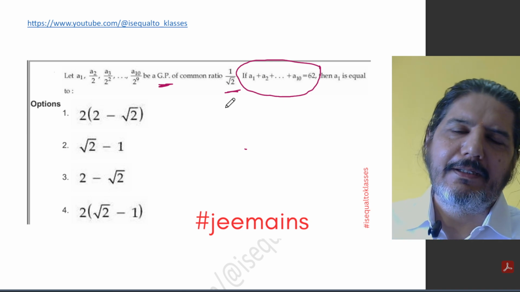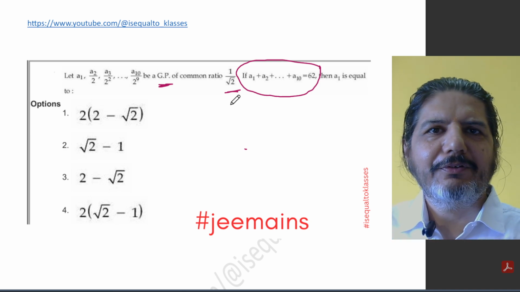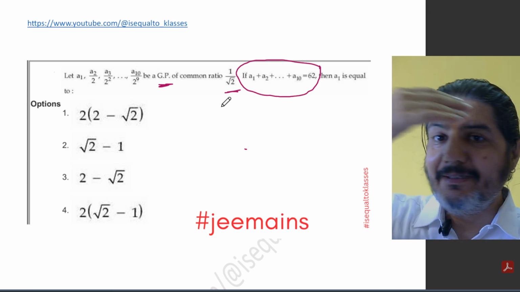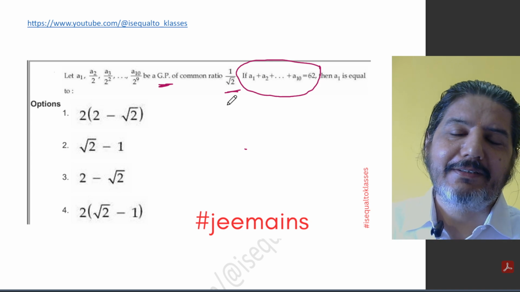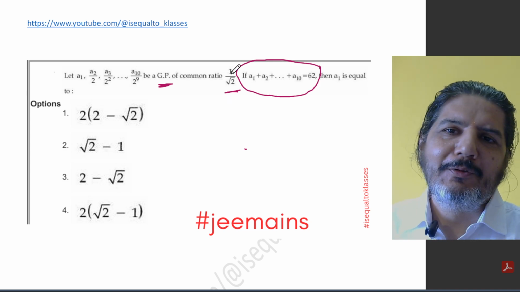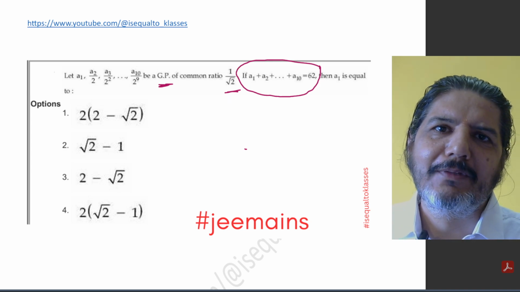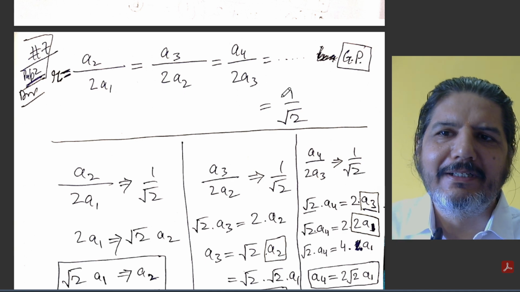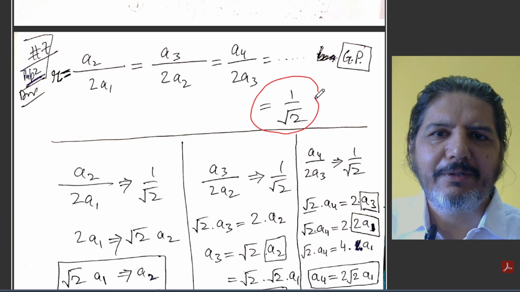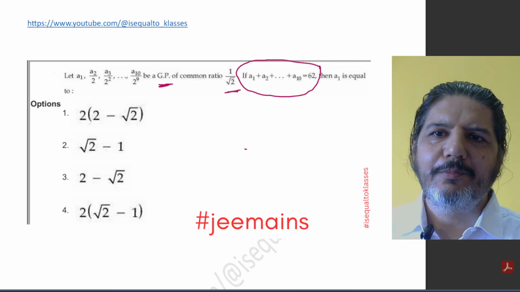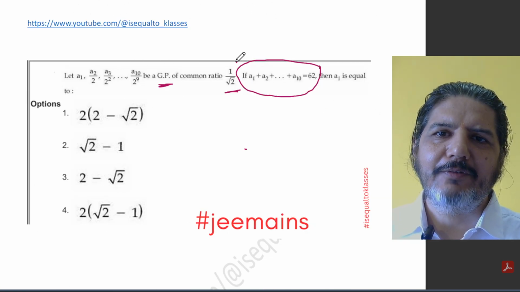Now, what I find very interesting is that we understand what is a GP, but then you look at this question and you really have to scratch your head to understand how we tackle it. So let's look at the solution and proceed. They have told me that the common ratio is 1 by root 2.